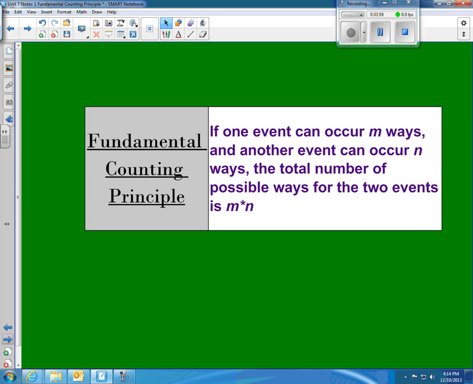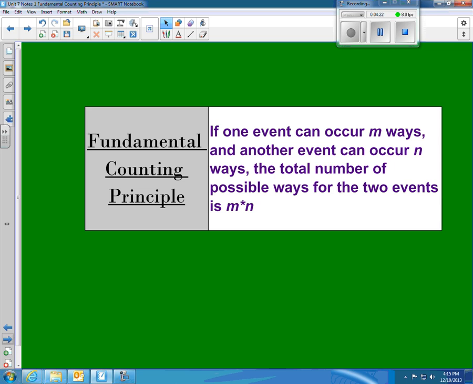All right, so let's talk about the fundamental counting principle. Hey guys, remember, don't forget to pause or rewind if you missed any of that. Fundamental counting principle is, if one event can occur m ways and another event can occur n ways, the total number of possible ways for the two events to occur is m times n. So that's only for 2 events.